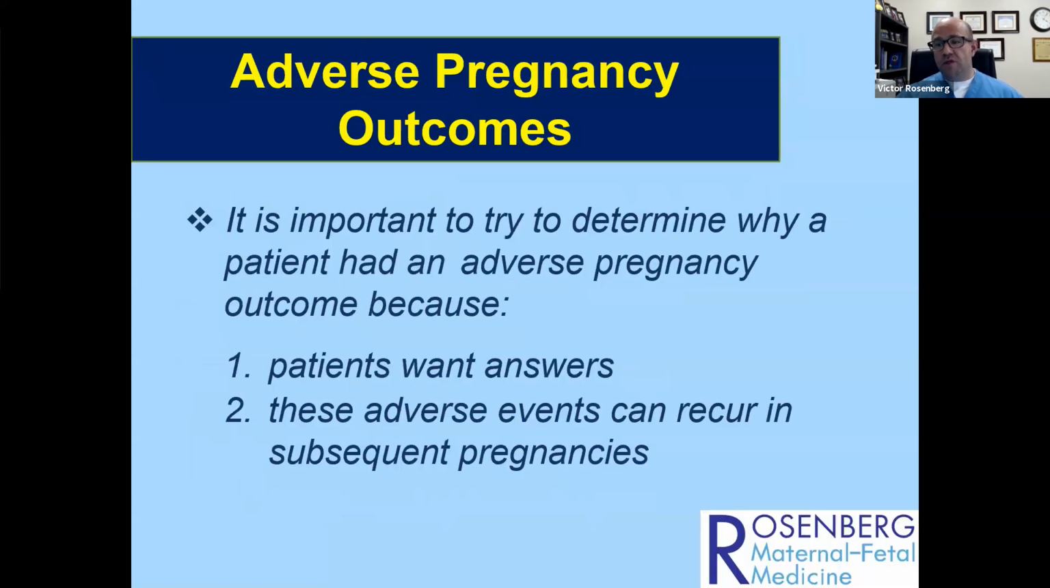The reason it's important to determine why a patient had an adverse pregnancy outcome, which is a lot of what I do when I see patients in the office for consultation, is because, number one, patients want answers. They want an explanation for what went wrong. And probably even more importantly, these events can recur in a subsequent pregnancy. Therefore, it's really important to figure out what happened, what the chances of a recurrence are, and, even more importantly, what can be done to decrease or mitigate the risk in a subsequent pregnancy to allow for a hopefully healthy pregnancy outcome.